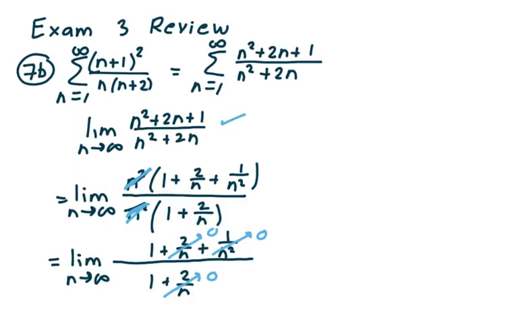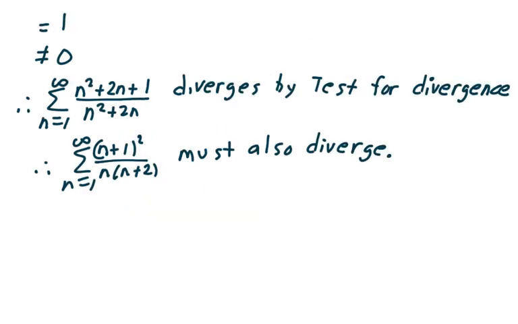But if we look above, notice how these two series are the same. The summation from n equal 1 to infinity of (n plus 1) squared over n times (n plus 2) is the same as the summation from n equal 1 to infinity of n squared plus 2n plus 1 divided by n squared plus 2n. Those are the same series. And so therefore, the summation of (n plus 1) squared over n times (n plus 2) must also diverge. And that's how we do 7b.